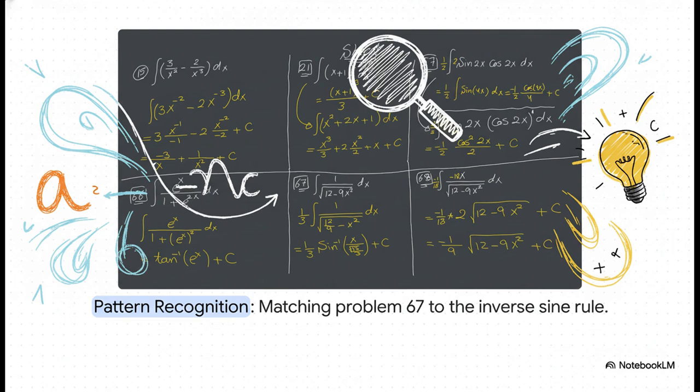If you look at it, it doesn't quite fit our inverse sine rule, at least not at first. But the key is realizing we can use algebra to rearrange it, to force it into that exact a squared minus x squared pattern that we're looking for. Once we've made our problem match the lock, our special inverse sine key works perfectly.